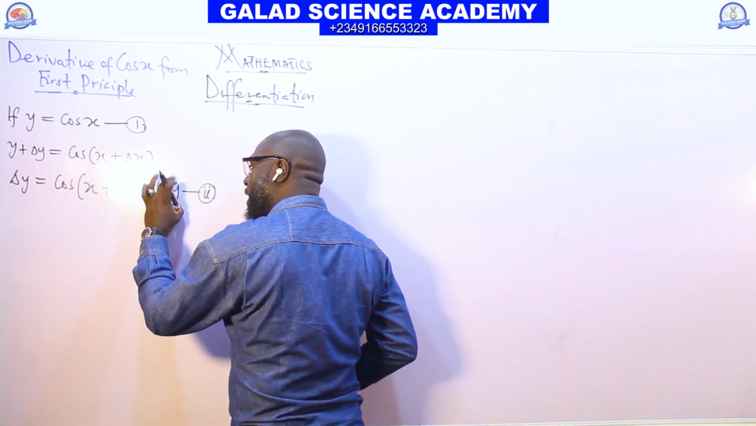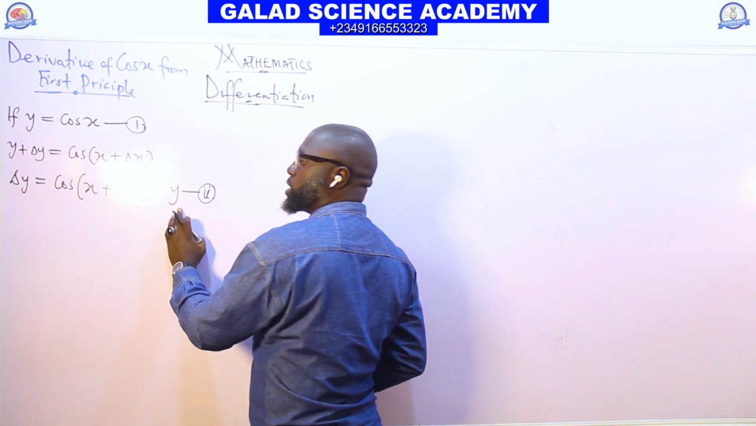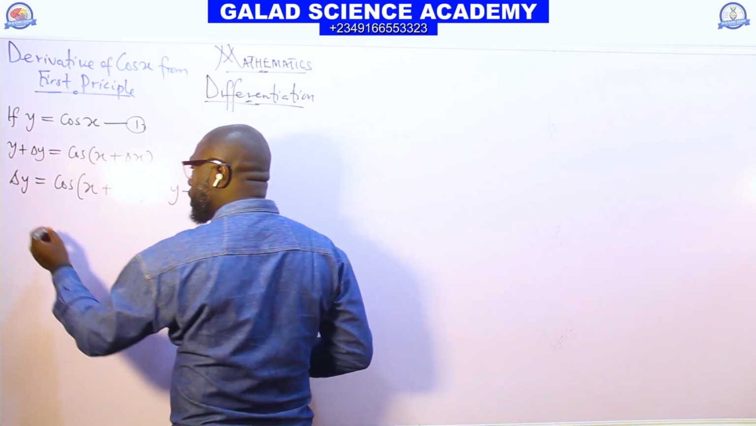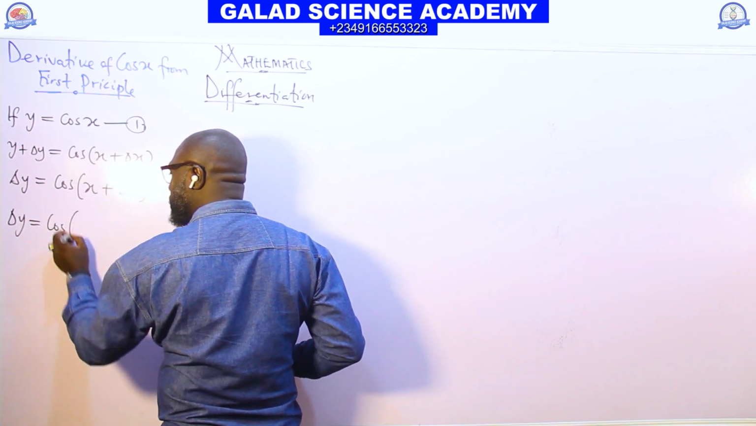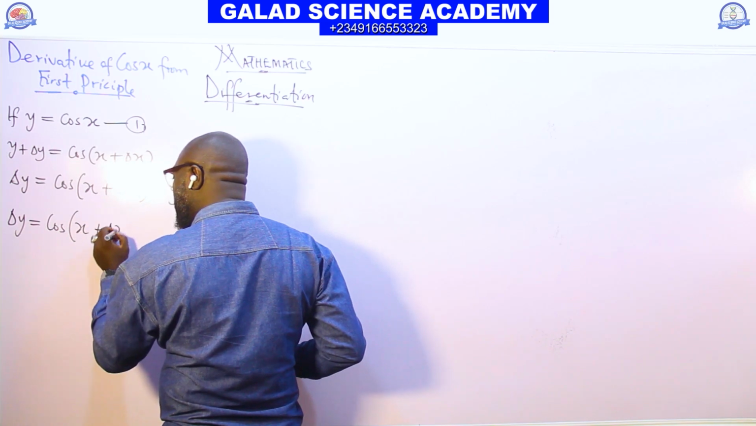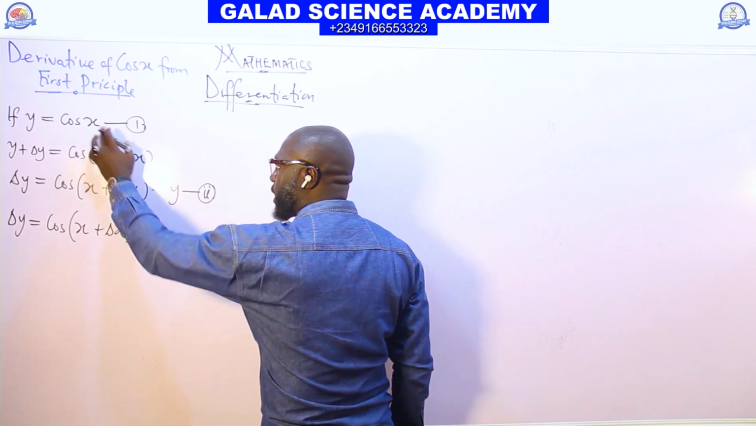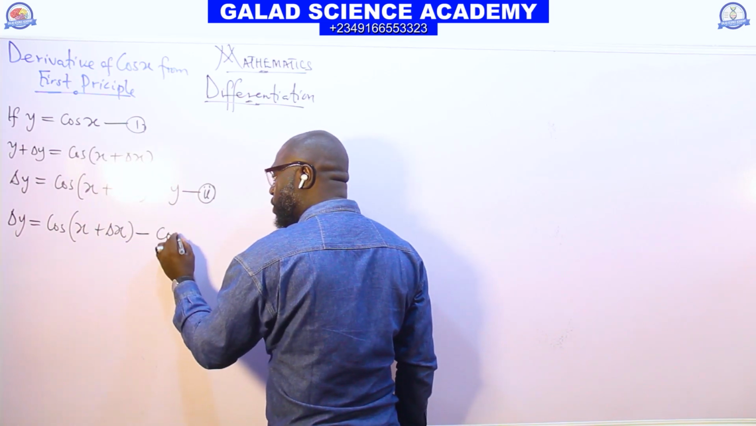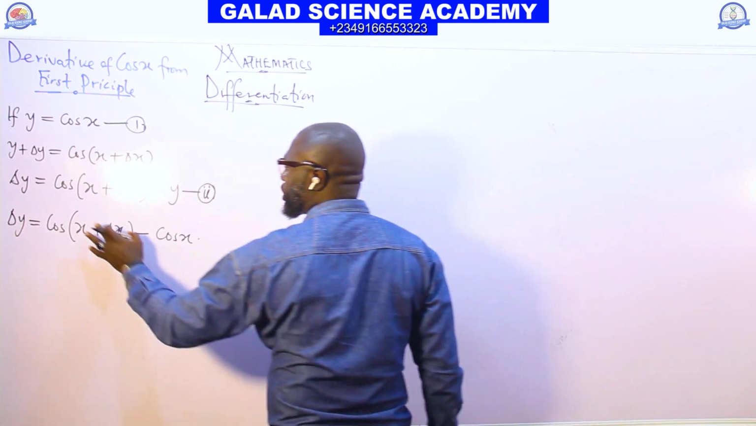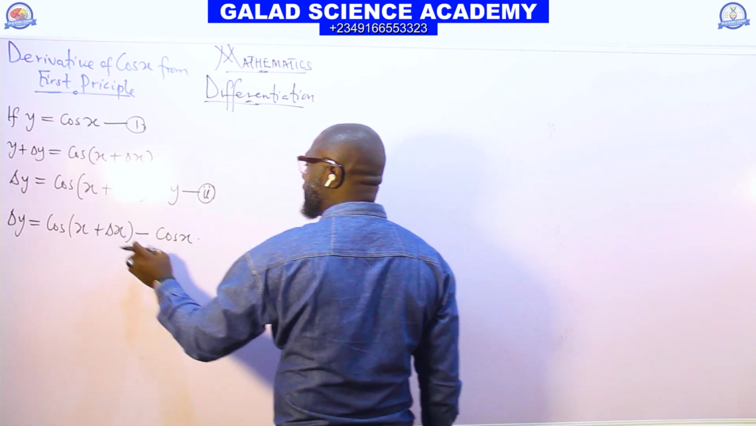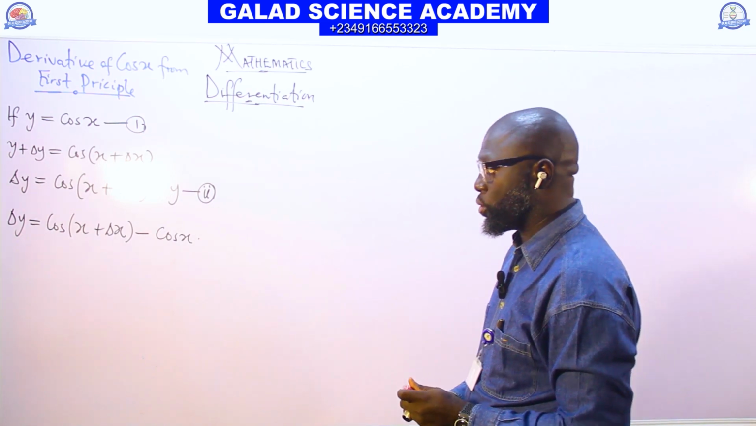The next thing we are going to do is substitute for y. In equation 1, y is cos x. So I'm going to have change in y equal to cos of x plus change in x, minus cos x.